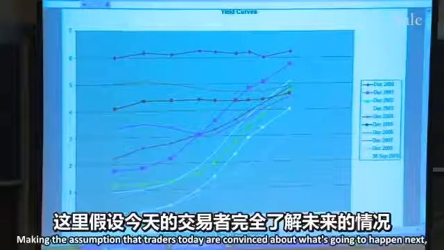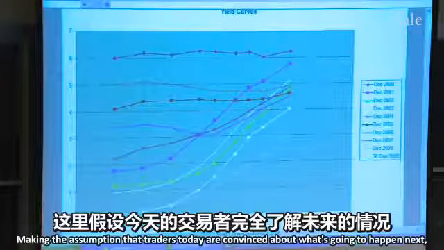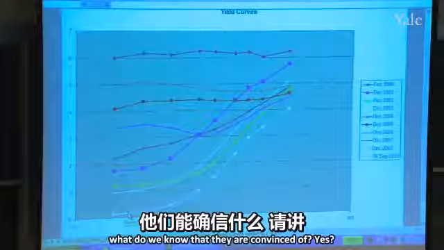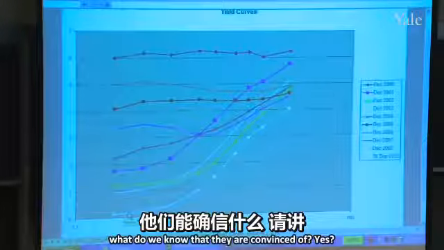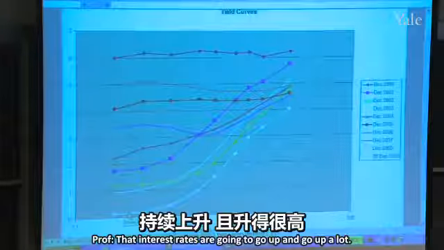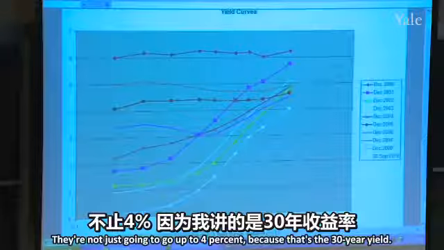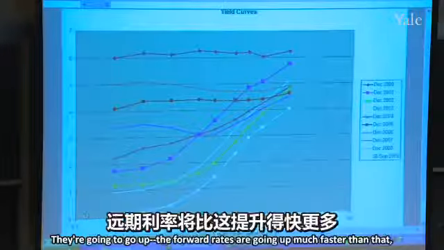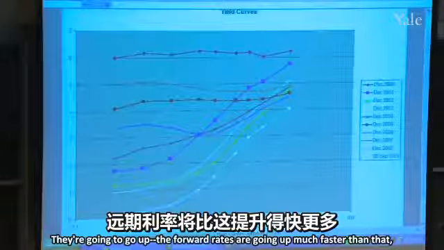Making the assumption that traders today are convinced about what's going to happen next, in the future 10 years and 30 years, what do we know that they are convinced of? Yep. That interest rates are going to go up and go up a lot. They're not just going to go up to 4%, because that's the 30-year yield. They're going to go up. The forward rates are going up much faster than that.